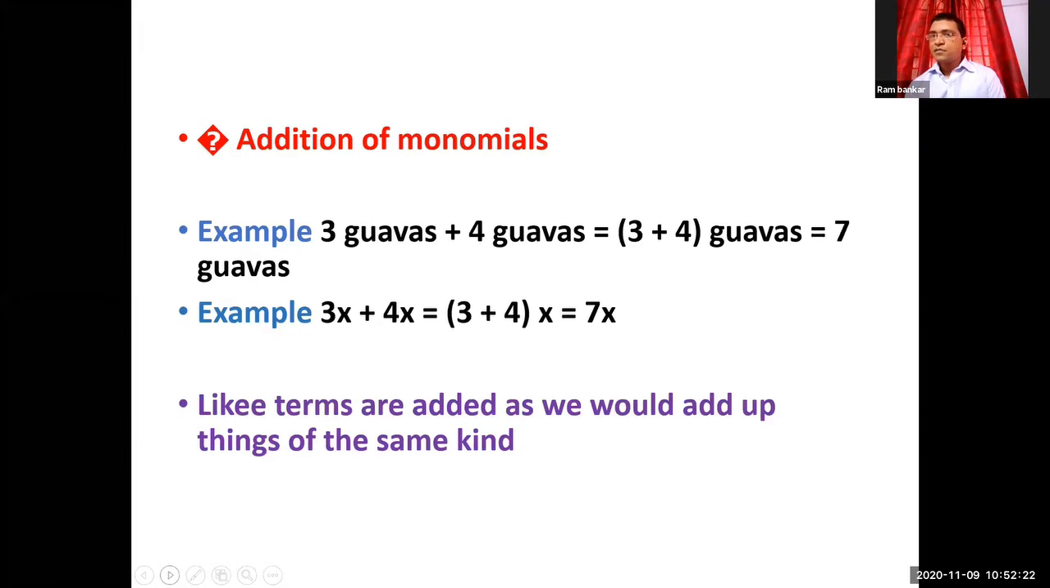So these are like terms. We will come to know why, because in 3x plus 4x the same variable is given. Okay, same variable is given, x and x. 3x plus 4x, that is written in bracket as 3 plus 4 into x, is equal to 7x. It means 7 gavas are there. Look at the purple line. Like terms are added as we would add up things of the same kind. Okay, look at the next slide.